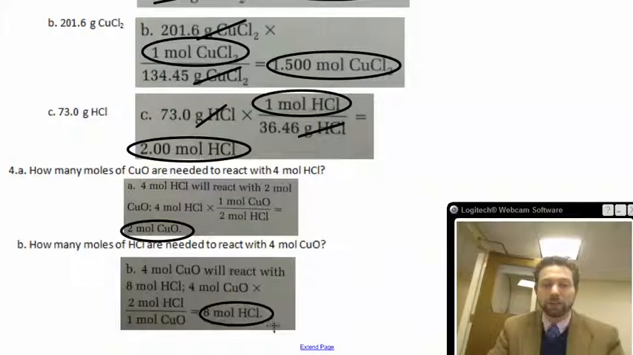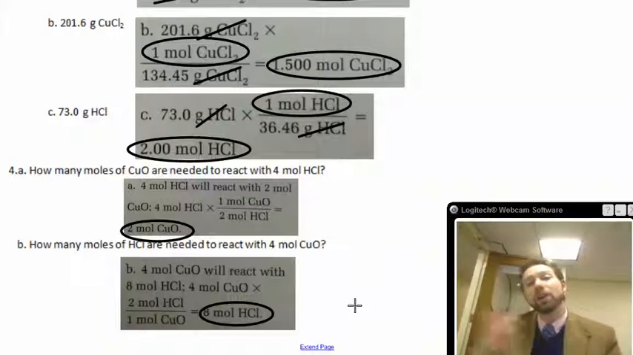So these are some practice problems. If we went too fast, go back, rewind, and look at it again. Go through the process again.